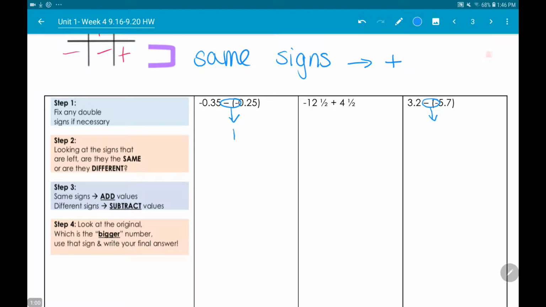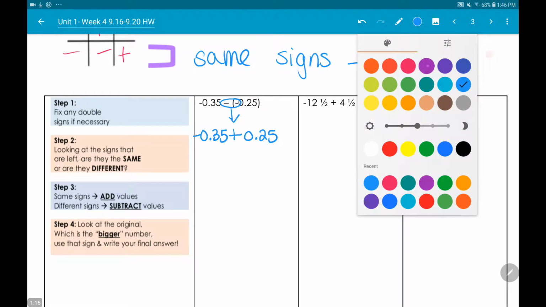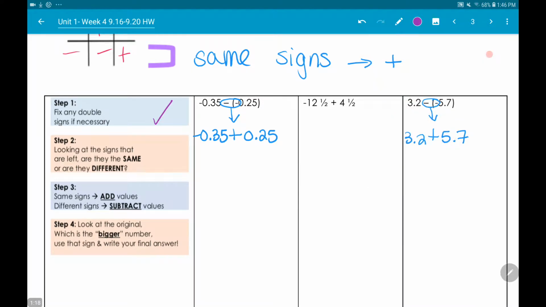Same signs here, so I'm going to make that a plus. And same thing, same signs. Okay, so now we just took care of step one for all of them. Now I need to look at my remaining signs. Are they different or are they the same? This is different, so that means I'm going to subtract. Remaining signs for 2 are also different. And here I have a plus and a plus, so those are the same. I'm going to add.